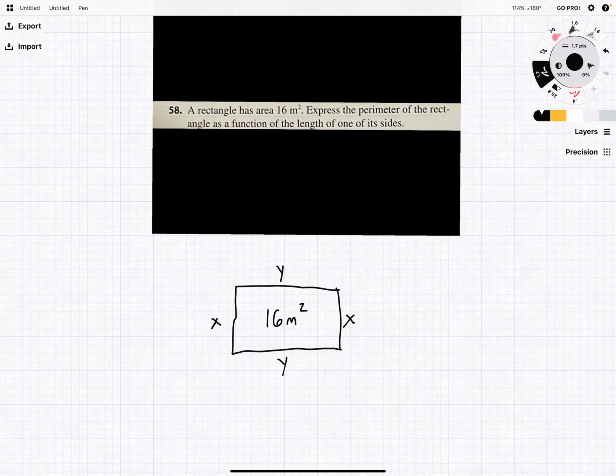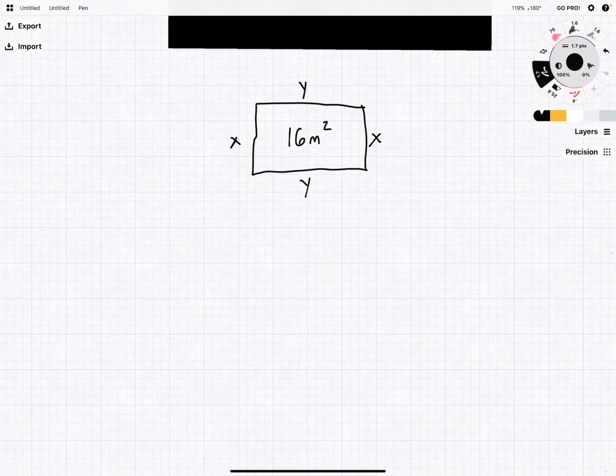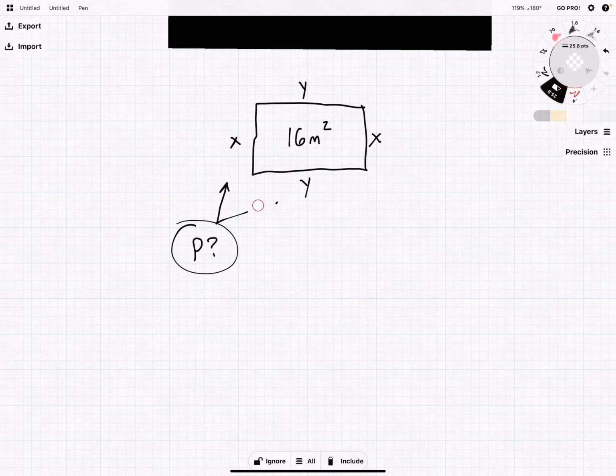Then it says express the perimeter of the rectangle as a function of the length of one of its sides. So what that means is they want to know the perimeter of the rectangle, but only in terms of either your x value or your y value, just one or the other instead of both. To do that, we're going to have to use some algebra, and we'll set up a system of equations, and then from there we'll be able to convert everything to one variable. Let's go ahead and get started.